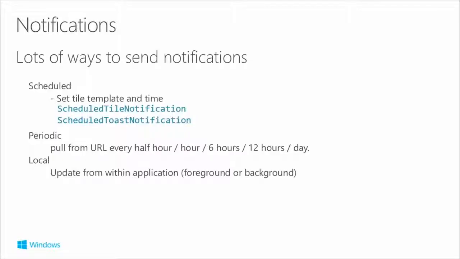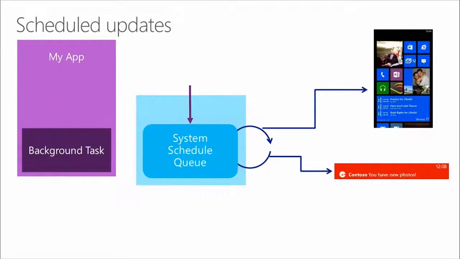You can do local notifications, so you can update within the application, either the foreground or the background. And then you can use push notifications using WNS push services. And we're going to dig into that one big time.